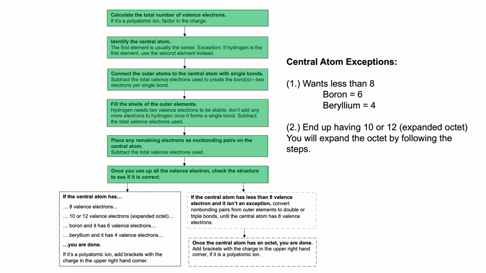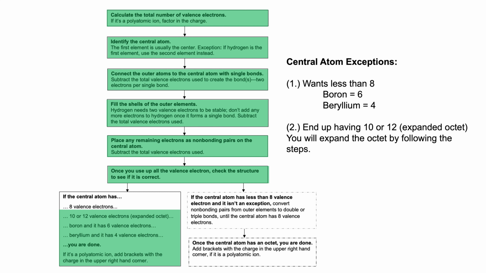So far, our goal has been when we check that central atom to make sure that it has 8 valence electrons. If it had 8, it was done. If it had less than 8, we brought it up to having a total of 8 by creating double or triple bonds. What we now need to consider is that there are exceptions.